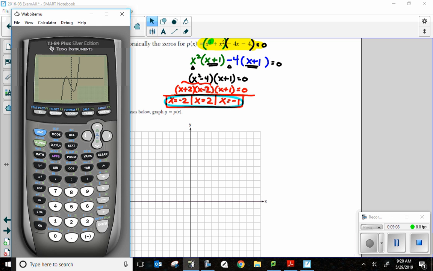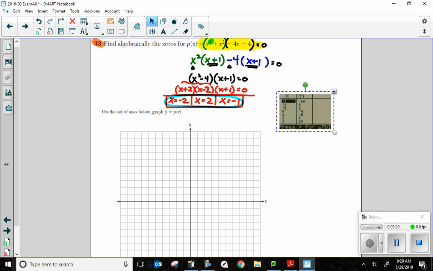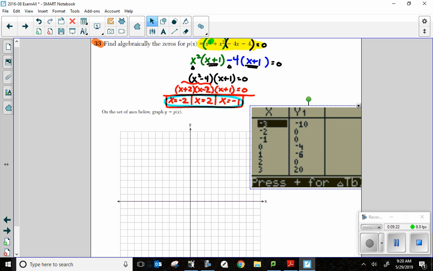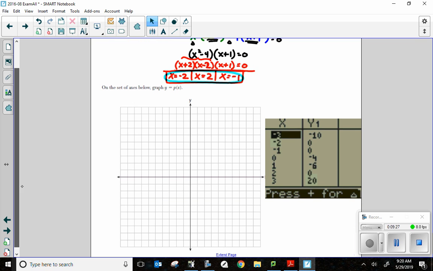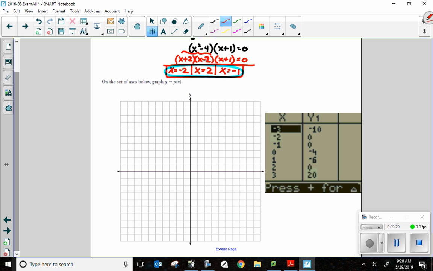Don't just try and draw what you see here. Actually go to your table, and let's plot some points here, shall we? This is my table that I have right here. When everything's all said and done, I'm really just plotting these points. I'm going to -3, -10. -3 down to -10 is right here. Now I'm going to plot -2, 0, which is right here.